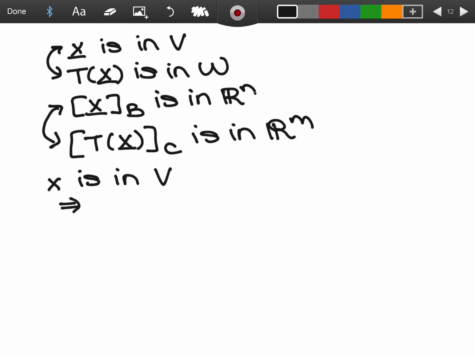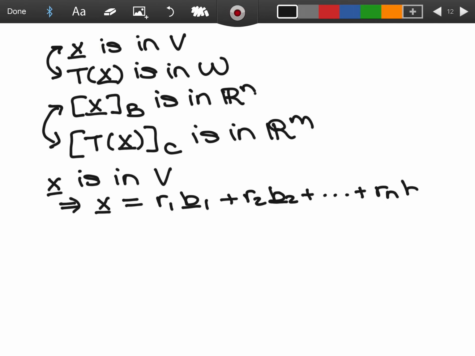So that means I can write X in terms of that basis B for V. I know that I can write X as R1B1 plus R2B2 up to RnBn, because I know B1 through Bn are my basis vectors for my vector space V. So I know I can write X in that form.